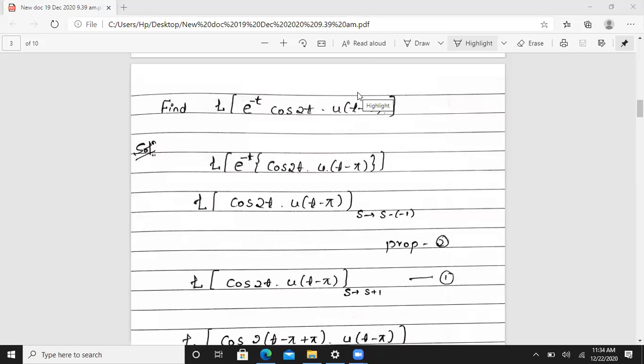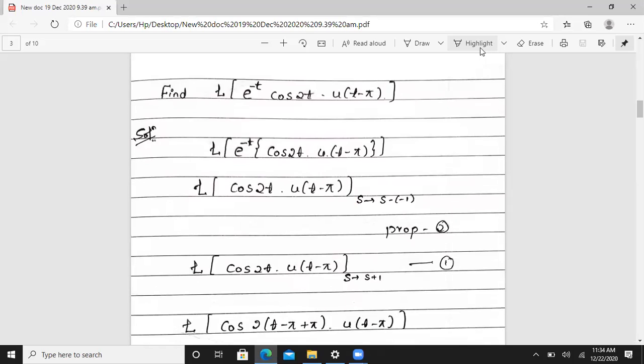Okay guys, sorry for the disturbance, and we will go to the next problem, that is, find the Laplace transformation of e to the power minus t cos 2t u of t minus pi.